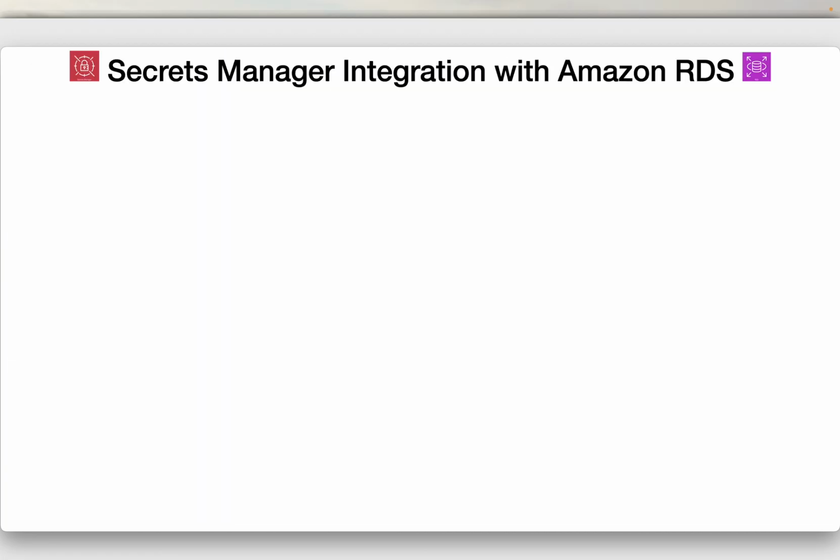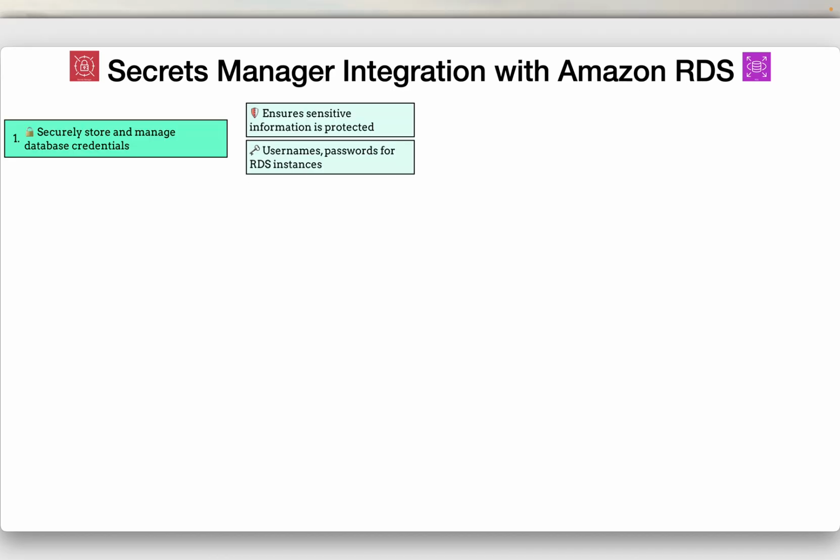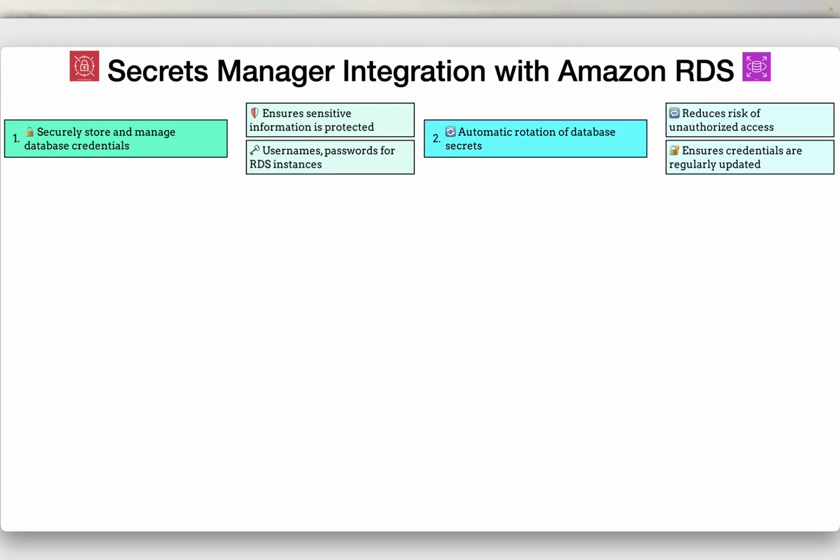Okay, next feature is Secrets Manager integration with Amazon RDS. First one, securely store and manage database credentials. AWS Secrets Manager allows you to securely store and manage database credentials such as usernames and passwords for your RDS instances, ensuring sensitive information is protected. Second, automatic rotation of database secrets. Secrets Manager enables you to configure automatic rotation of your database secrets, reducing the risk of unauthorized access and ensuring that credentials are regularly updated.